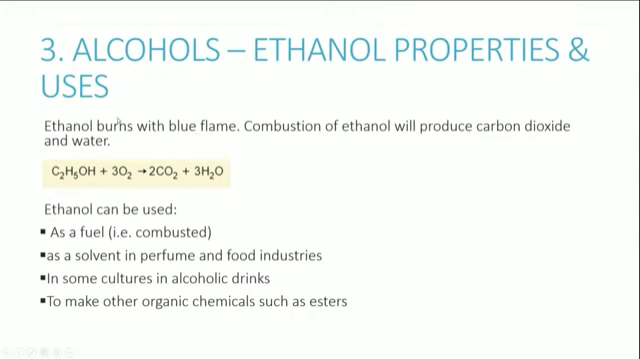So the properties of ethanol would be that it burns with a blue flame, and the combustion of ethanol will give you carbon dioxide and water, just like the combustion of alkanes. Ethanol can be used as a fuel, as a solvent in perfume and food industries, in some cultures in alcoholic drinks, and to make other organic chemicals such as esters.